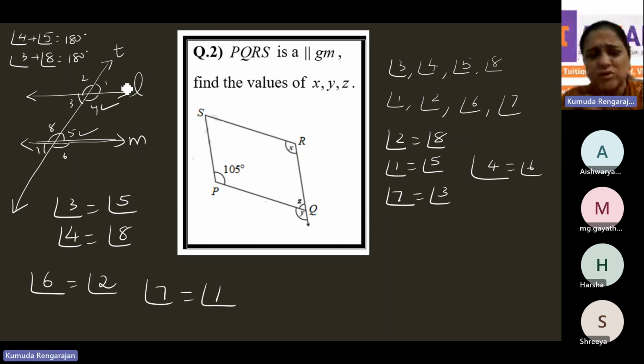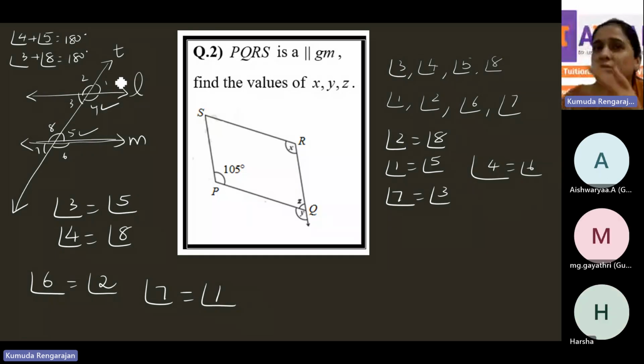It's not commonly used in schools. But we normally use co-interior angles, but we also have something called co-exterior angles. That is angle 1 plus angle 6. Angle 1 plus angle 6 is 180. Angle 2 plus angle 7 is equal to 180.